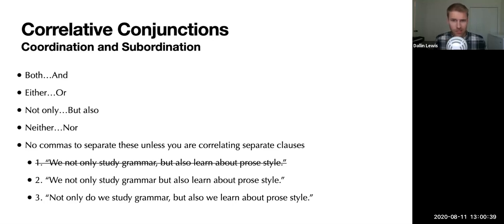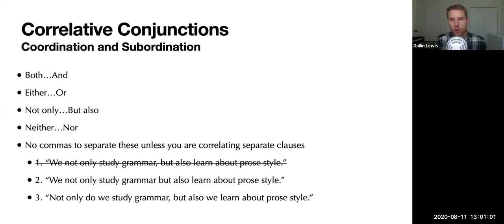The not only but also is perhaps the most unique of these correlative pairs, because each part of the correlative conjunction takes a 2-word phrase. Now, this is a pair that people are likely to set off with a comma, I think because they tend to come in pairs that are a little bit long. But technically, it does not take one any more than the others do. This is why the first example, we not only study grammar, comma, but also learn about prose style, is incorrect.